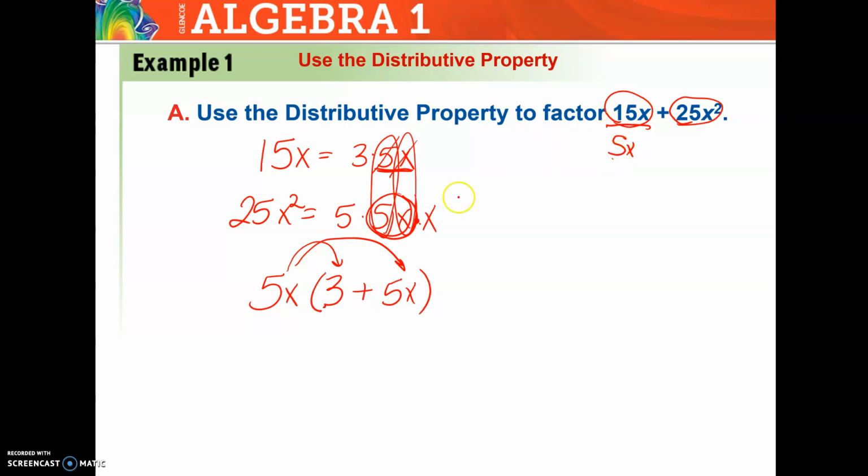15 divided by 5 is 3, and then the x's cancel, and this by 5x. So 25 divided by 5 is 5. See that here, and I took out an x. So then that's the same as factoring it out. It's kind of like I divided it by it. It's still here, I just am dividing it out of there.